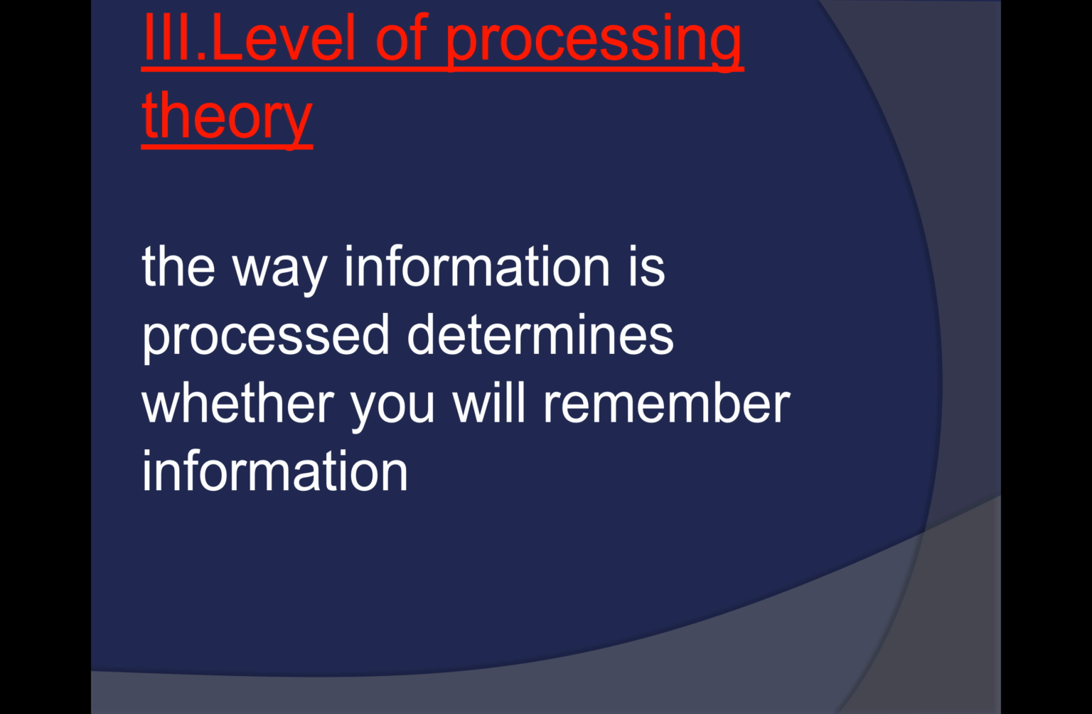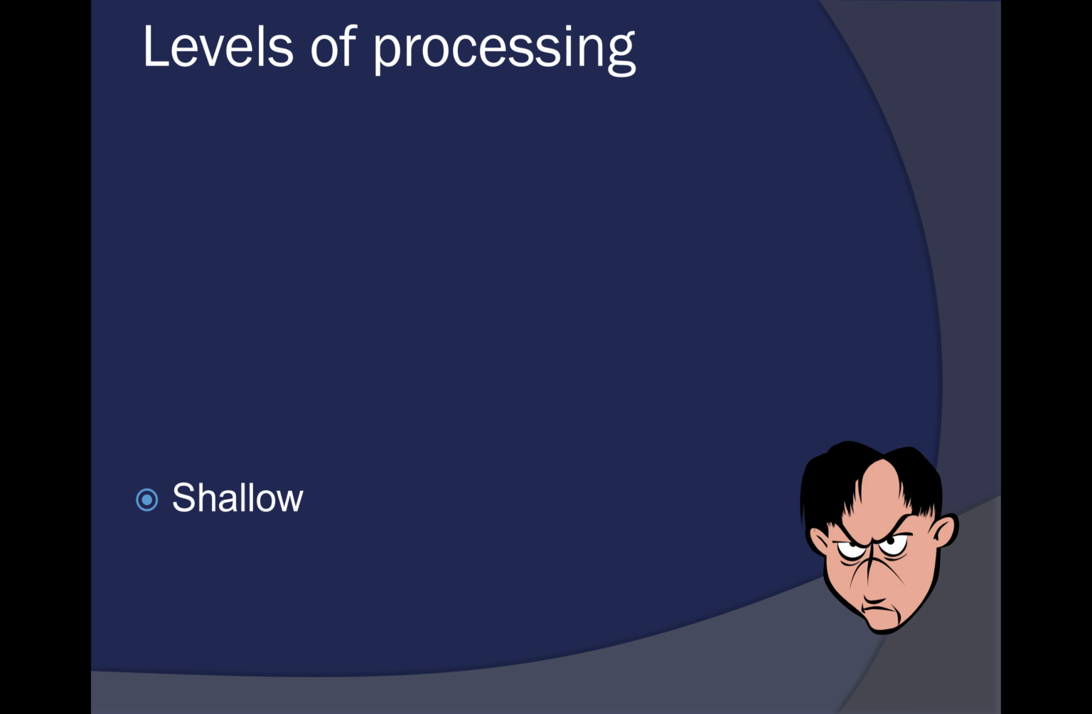Now, the level of processing theory, this third approach, is very different from the initial one we talked about. Level of processing theory doesn't just overview the stages. It looks at how we're processing information. In other words, it suggests that the more you work with information, the better memory is.